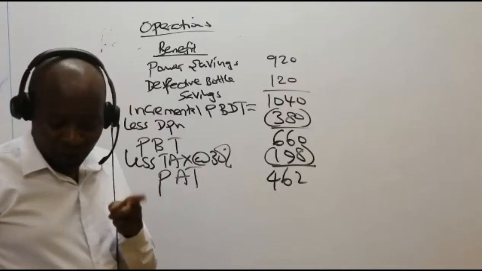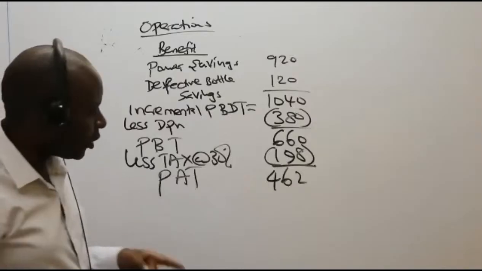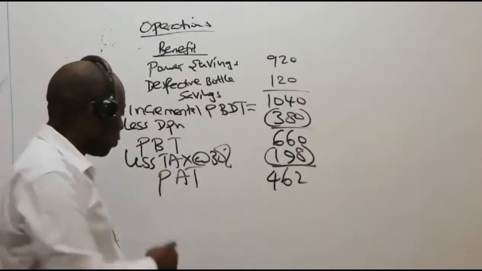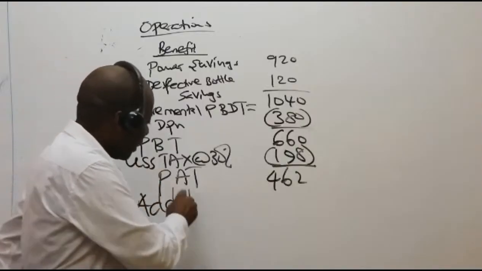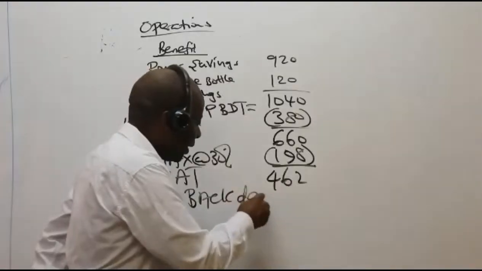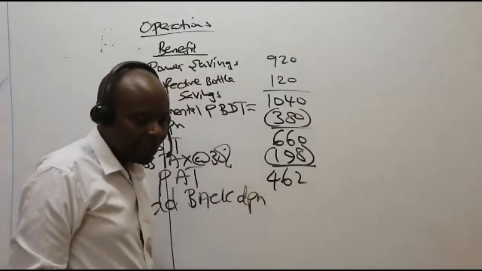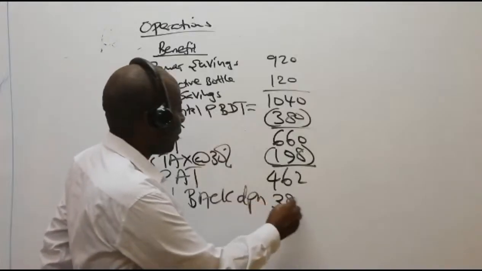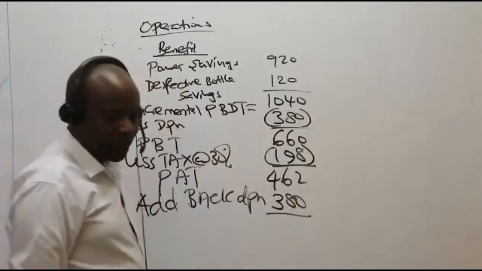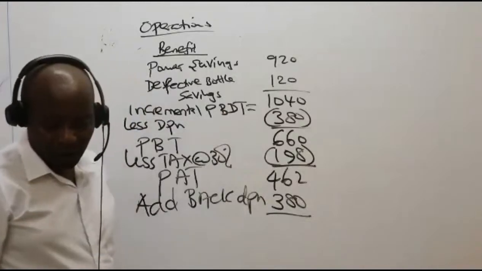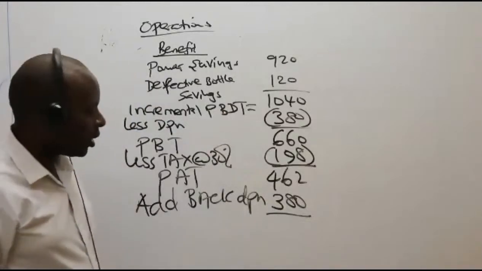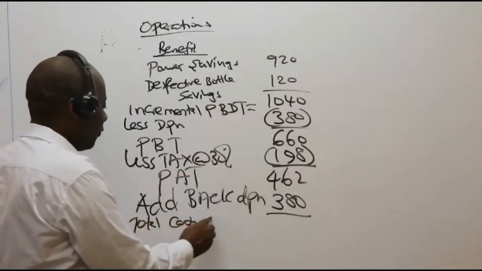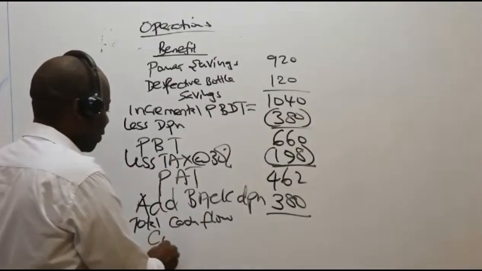Profit after taxation is 462. But because I want cash flows, I'll come and add back what here? I'll add back depreciation, my incremental depreciation of 380, like that. So could you kindly give me the total cash flow, the total cash flow which is operational in nature.